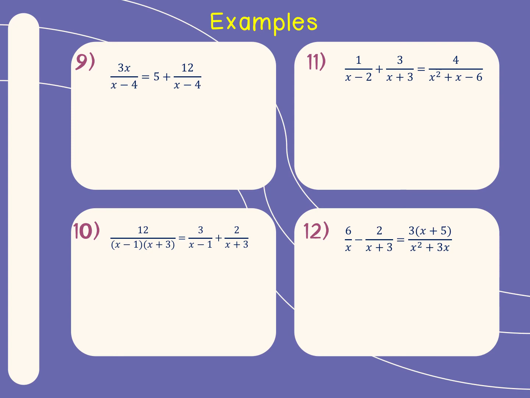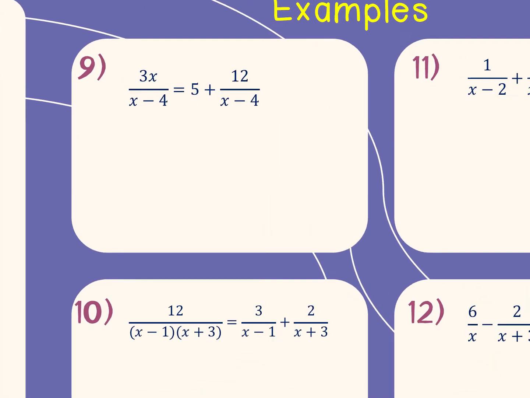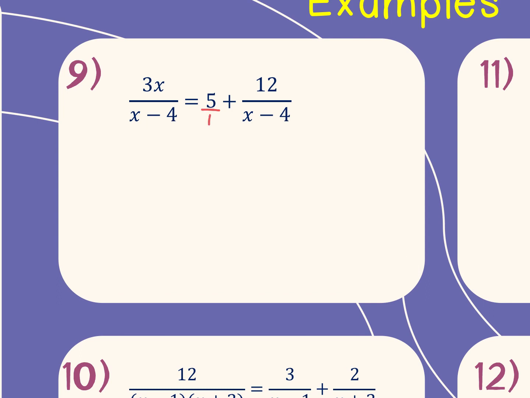Number 9, same thing. We need to find the common denominator. My common denominator is just going to be x minus 4. This one's a little bit easier. So again, I'm multiplying the whole thing by x minus 4. I think it's a little bit easier to see when I write it next to each one. But again, you don't need to. I just wanted to show you on that last one that it is not necessary that you do that.